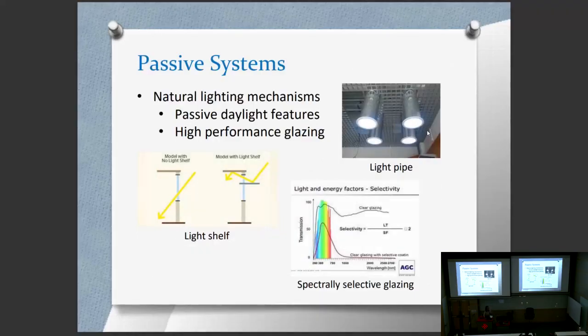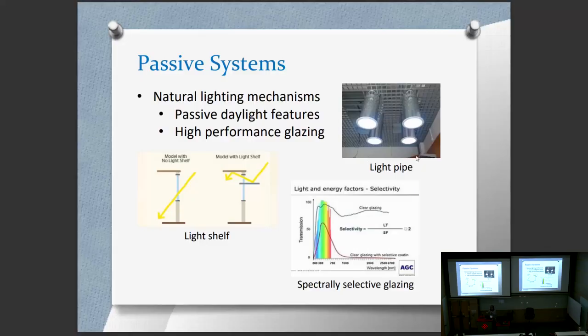Natural lighting mechanism. Okay, so using daylight, passive daylighting features, or high performance glazing. So passive daylighting features, for example, light pipe, light shelf. Okay, so these are not luminaires. These are not electrical lighting. But light pipe, so a light pipe is an opening connected to a pipe and then to the exterior of the building. So it can allow sunlight and daylight to enter the pipe and then distribute to the interior.